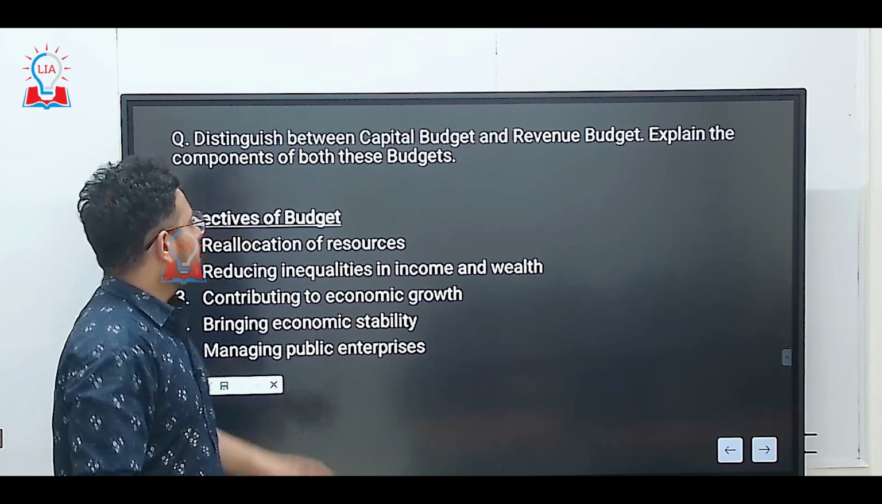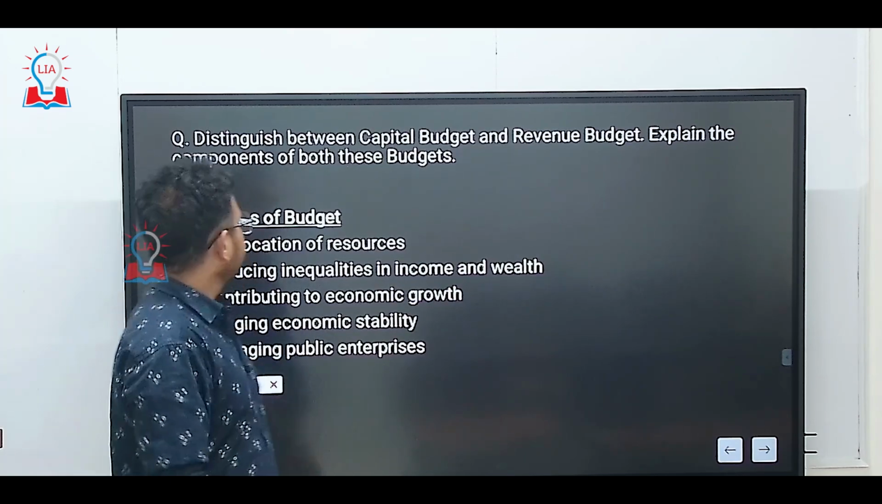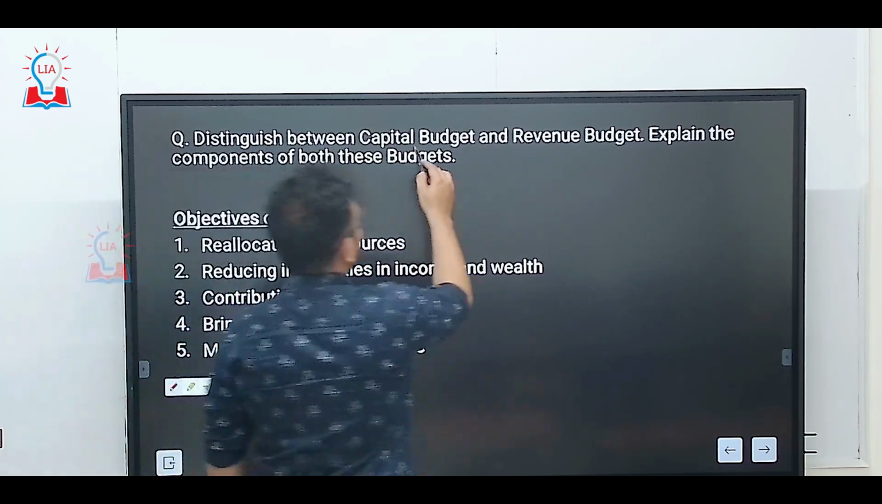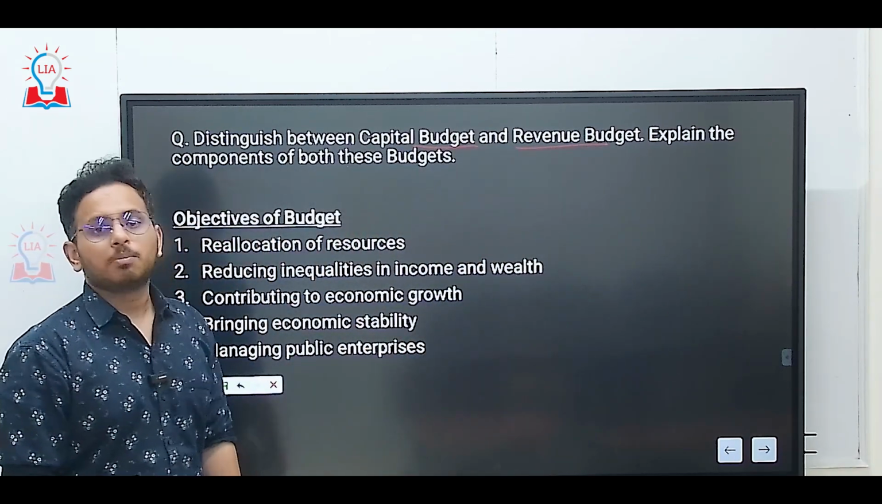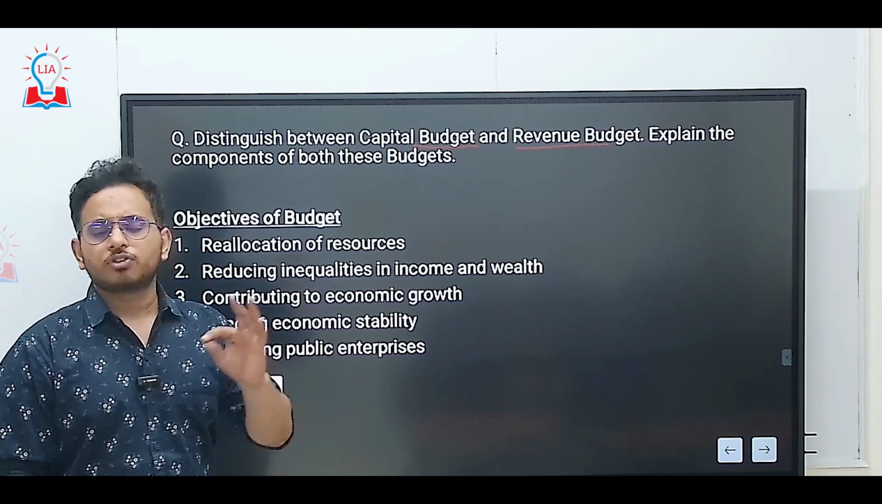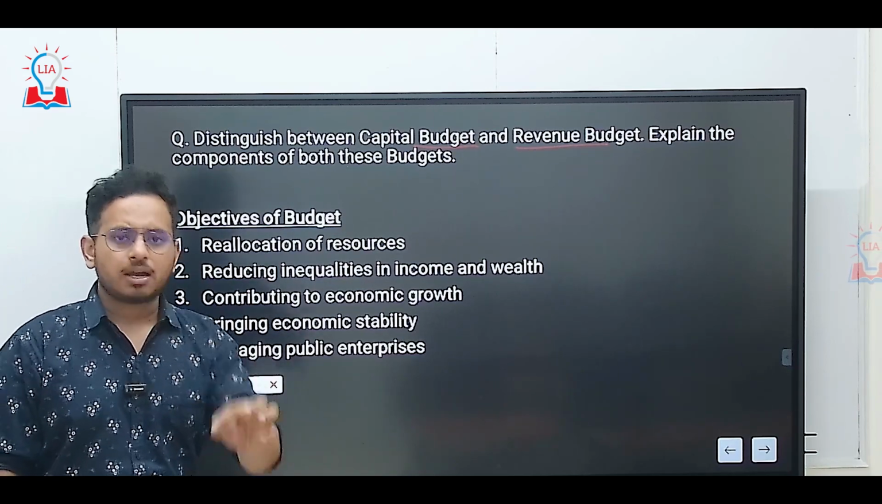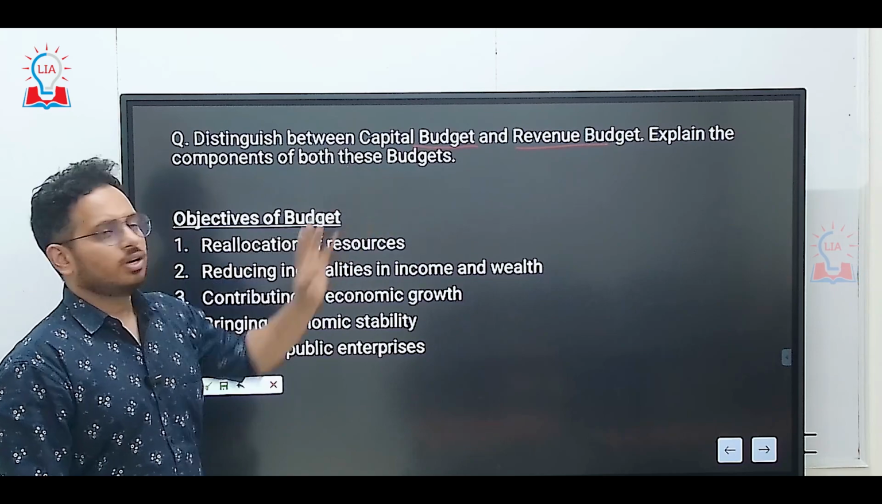Okay, now let's begin with the second question for the day. Distinguish between capital budget and revenue budget. Explain the components of both these budgets. Okay, a direct question for a 10 marker from economics, which talks about capital budget and revenue budget.